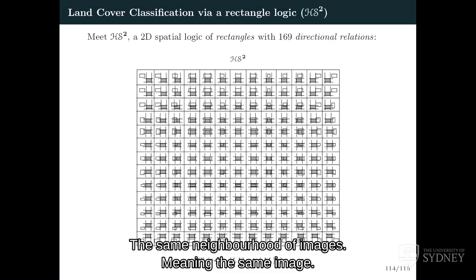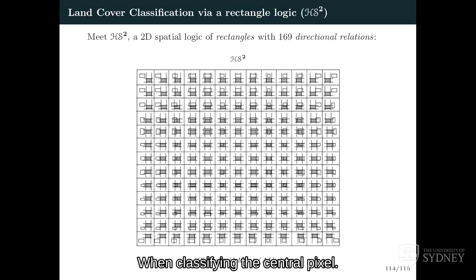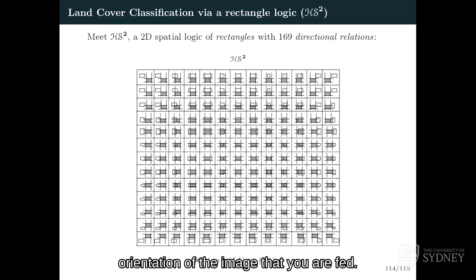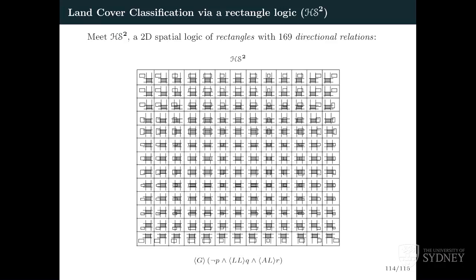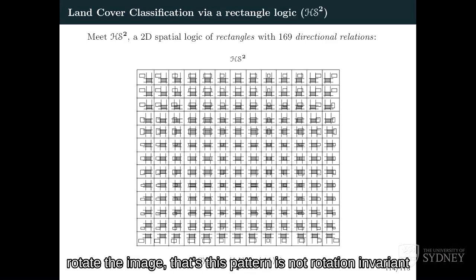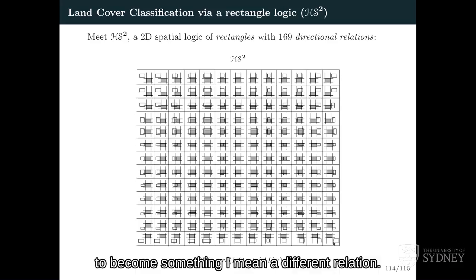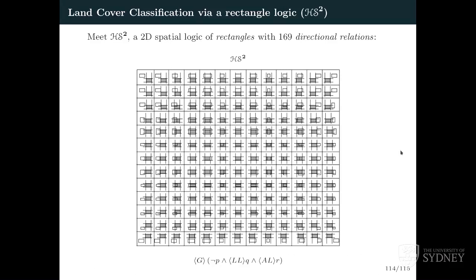Meaning the same neighborhood of images: when classifying the central pixel, you would like your model to classify it regardless of the orientation of the image that you're fed. So if we learn a pattern like this and I rotate the image, this pattern is clearly not rotation invariant, right? Because if I rotate the image, this is going to become a different relation.